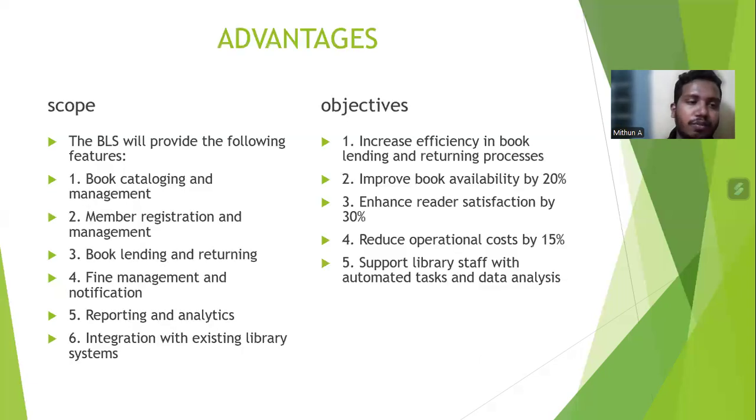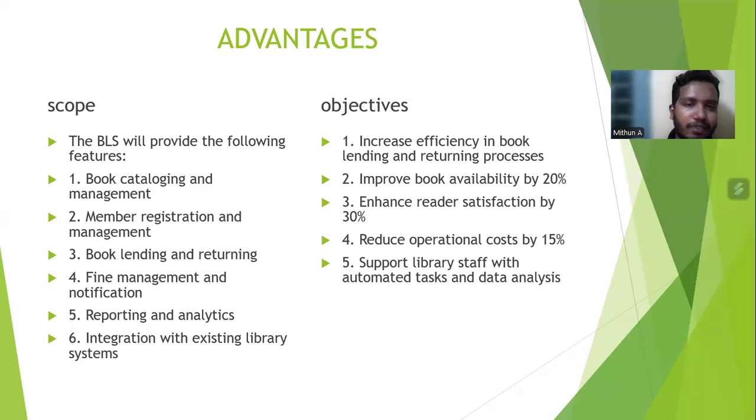So, what is the scope of this book lending system? It covers book cataloging and management, member registration and management, book lending and returning, fine management, notification and reporting and analytics, and it will integrate with existing library systems. So this is all the scope of this system.